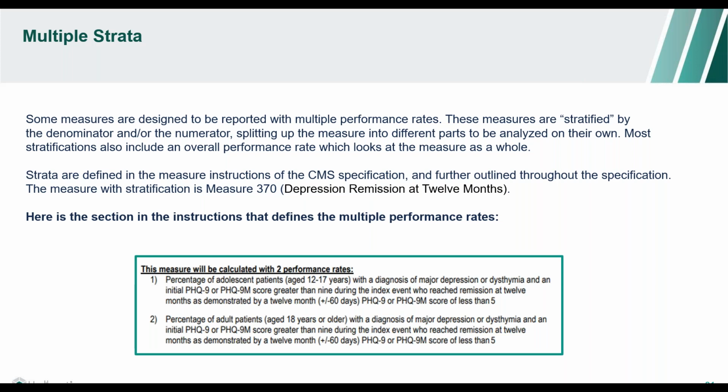Other measures might do it by gender, or if you had this procedure done in this way, we want to be able to identify a performance rate from a different angle. Often when we're stratifying measures, you also have an overall performance rate by which someone could be graded. All of these strata and performance rates are sent to CMS so that CMS can take a look at this measure from different angles and get a broader view of what these measures are.